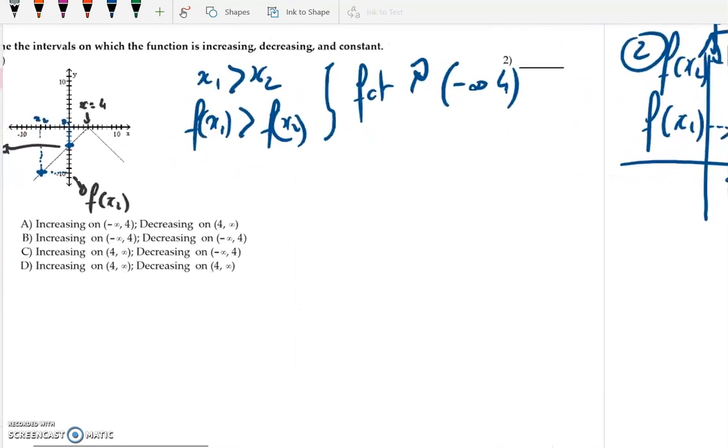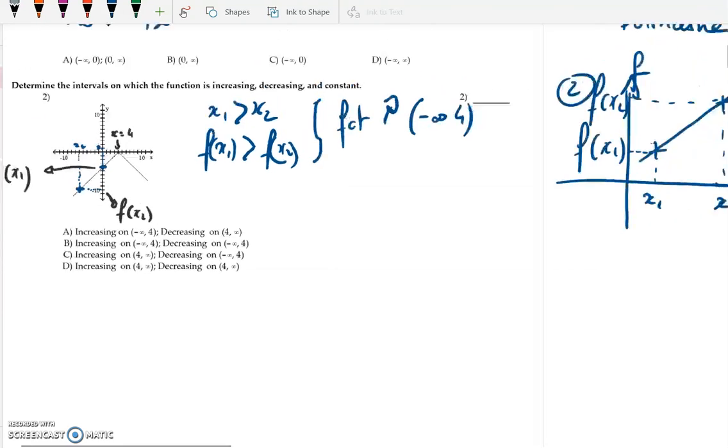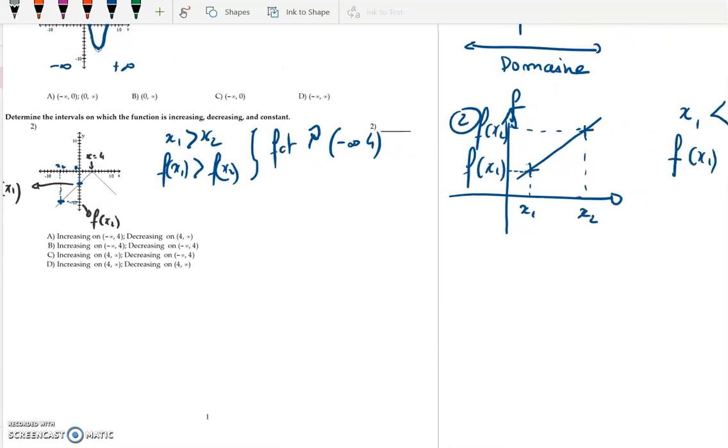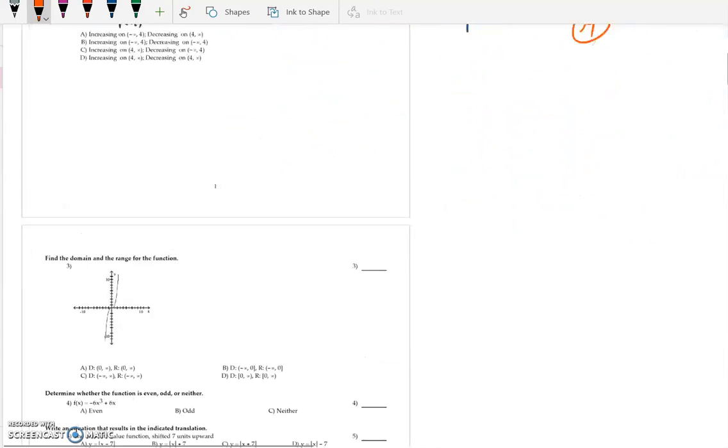I can expect the same thing from x equals 4 to plus infinity. It is increasing, and if it is increasing from 4 to plus infinity, I can say definitely that the answer is A. Okay, the answer A is the answer.